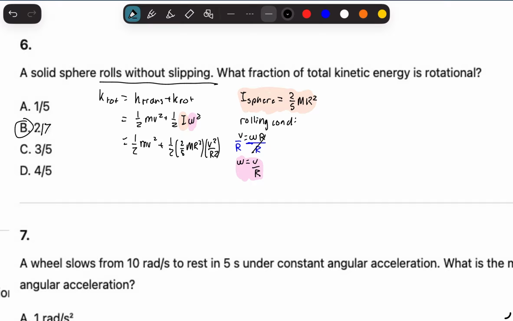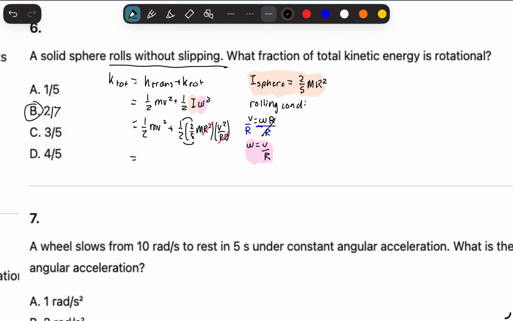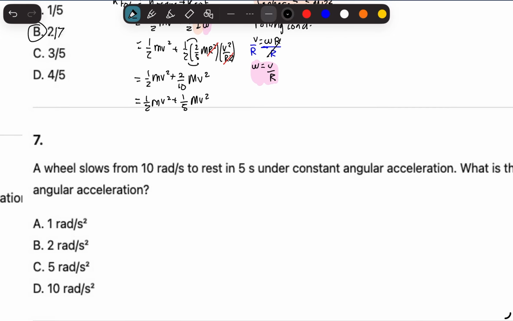And we can see here that you have r squared cancel out, and you can multiply. So you have 2, and then you have 10 at the bottom. So you have 1/2 mv squared plus 2/10 mv squared. So that's going to equal 1/2 mv squared plus 1/5 mv squared, because you can divide 2 by 2 is 1, and 10 divided by 2 is 5.